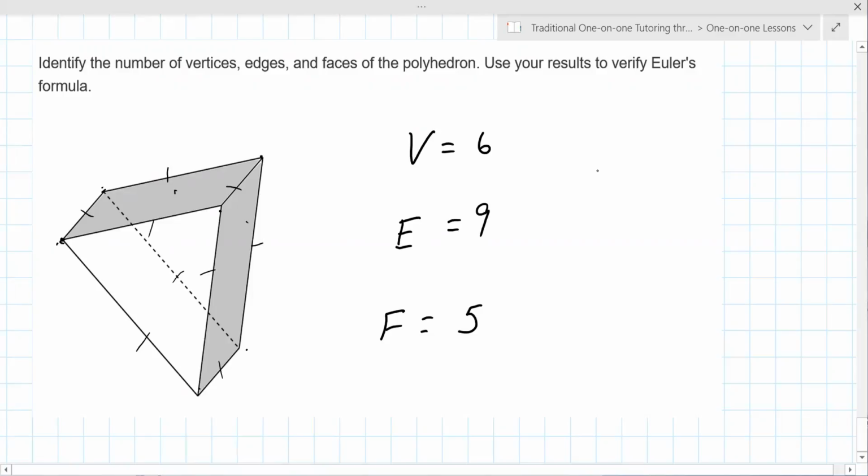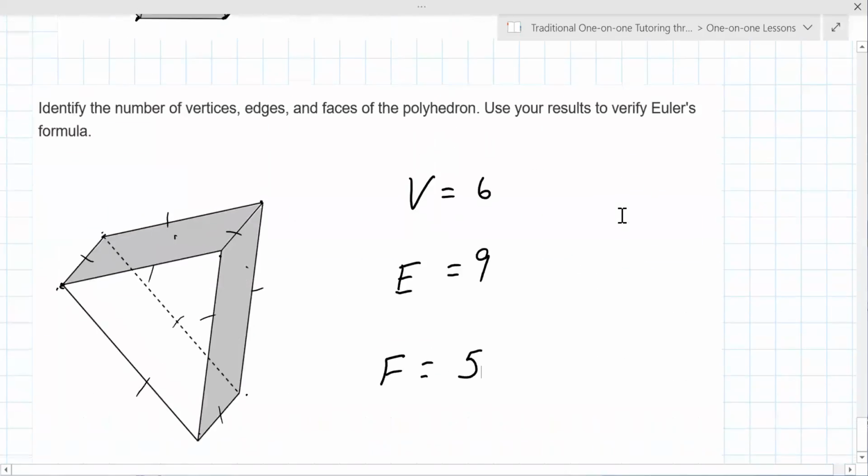So does our formula work? Is F plus V minus E equal to 2? 5 plus 6 minus 9. Yes, it does.